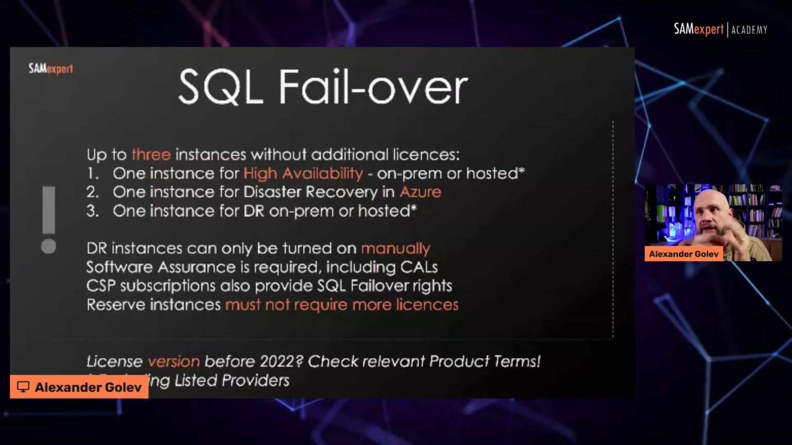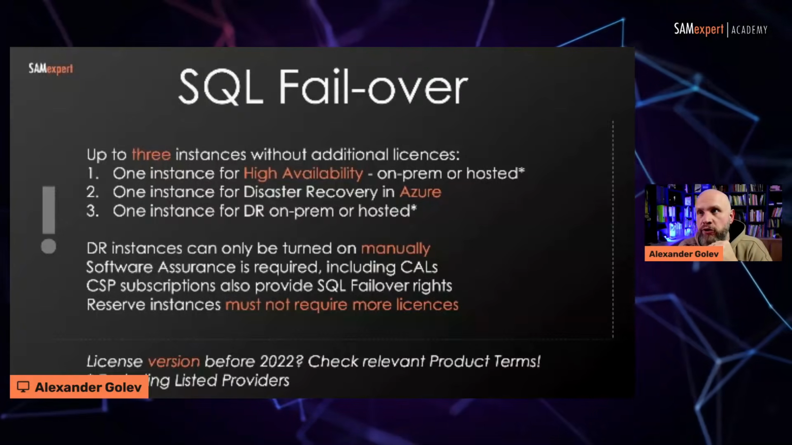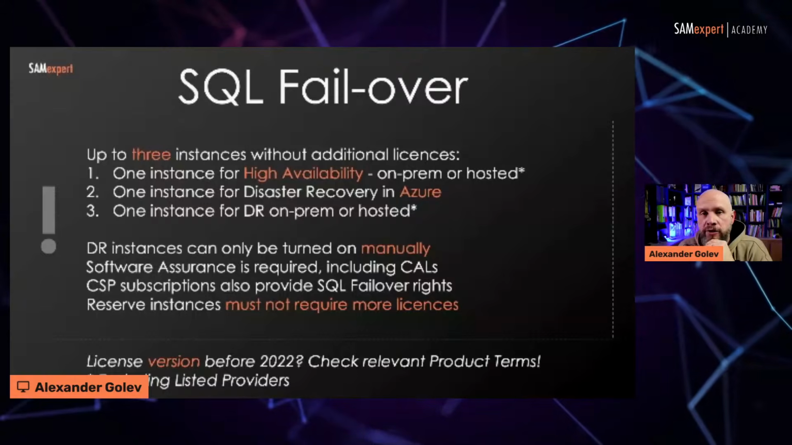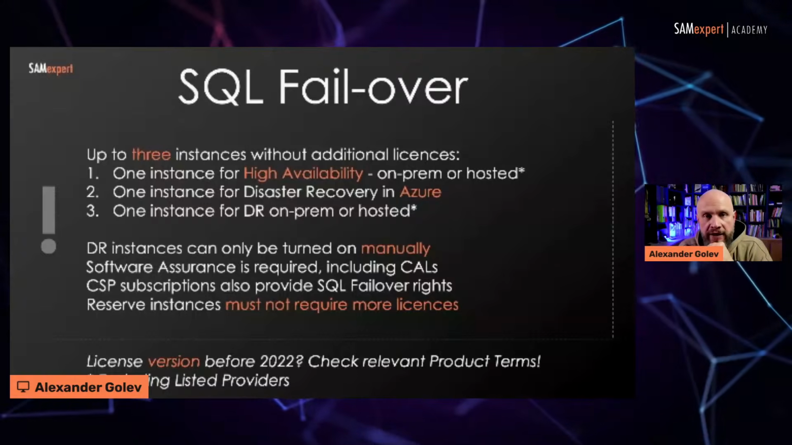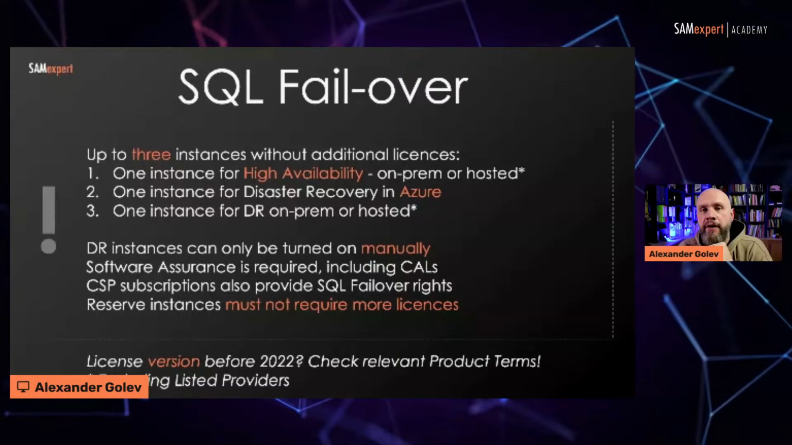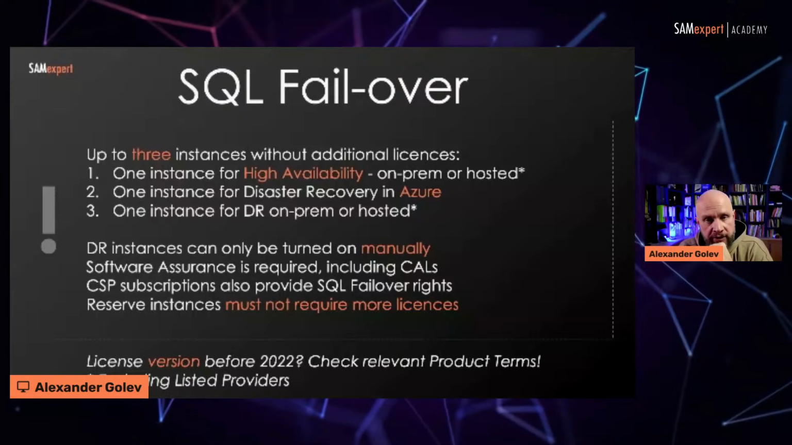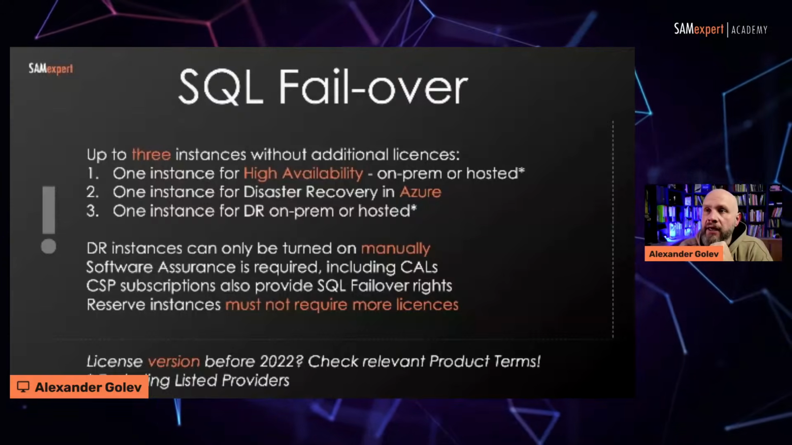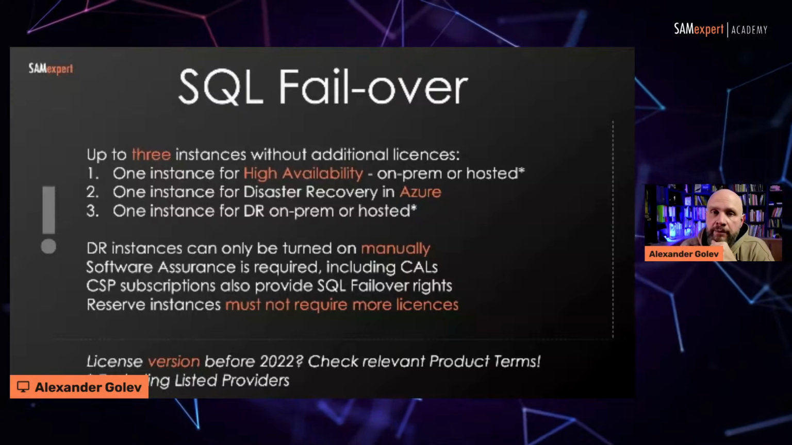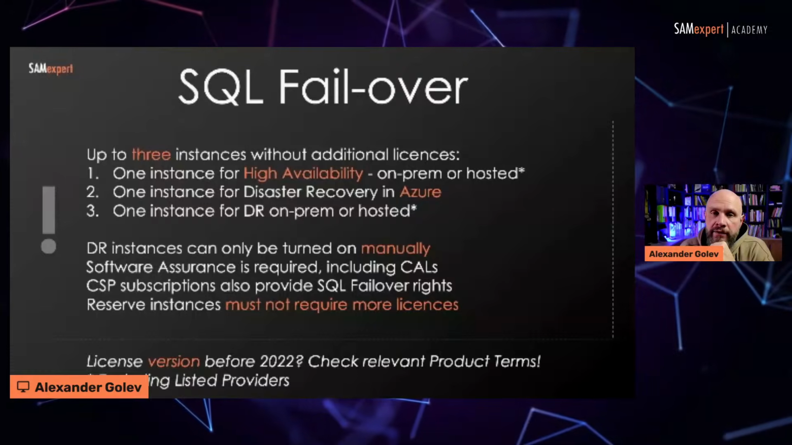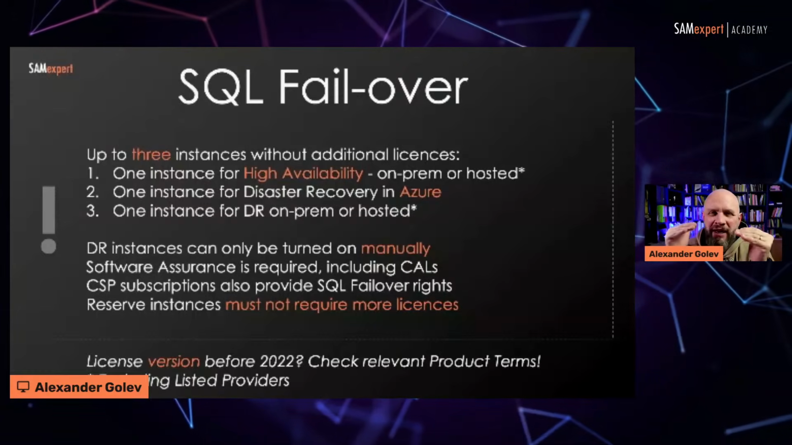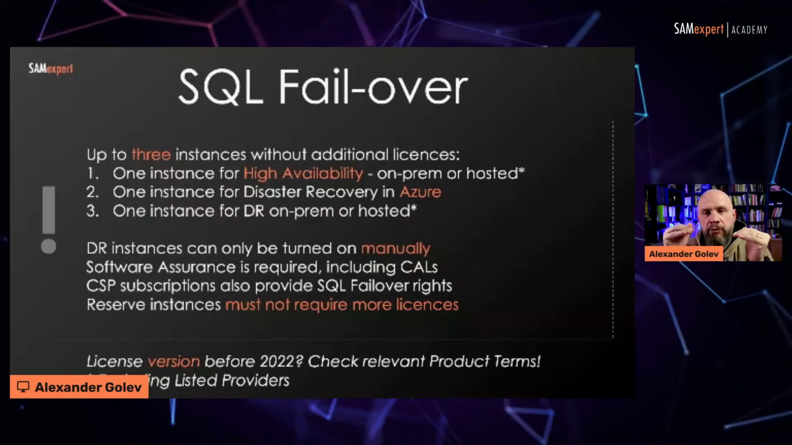As I said, disaster recovery license instances cannot be turned on automatically, they must be started manually. Software assurance is required. And if you use the server CAL model, CALs also require software assurance. CSP subscriptions have SQL failover rights, exactly as they say. And importantly, all these instances must basically have the same licensing requirements.